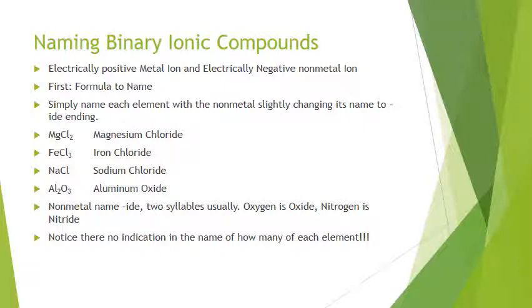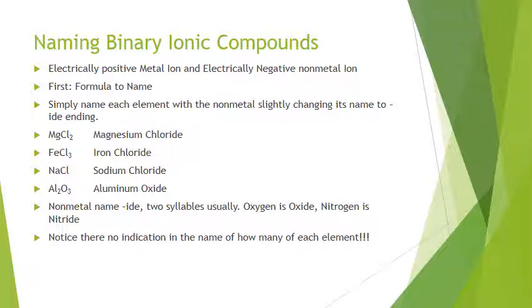Okay, so they get ides, and ides were found in binary covalents as well. Now, how you figure out the ides is usually they have 2 syllables. So oxygen becomes oxide, nitrogen becomes nitride. So you have oxide, nitride, fluoride, chloride, iodide, bromide, sulfide, phosphide, hydride. Those are typically the kind of names you'll get.